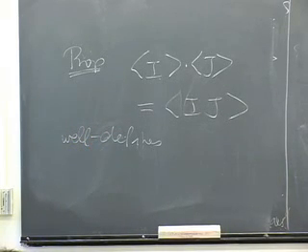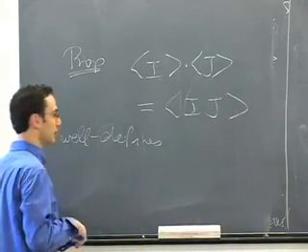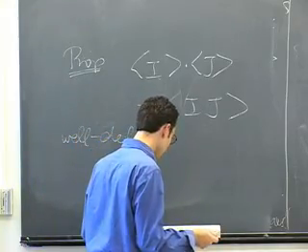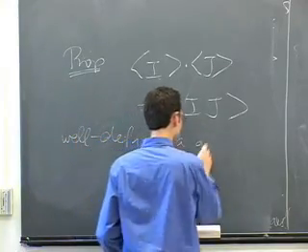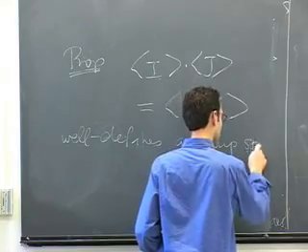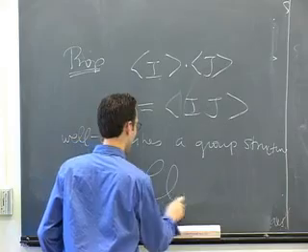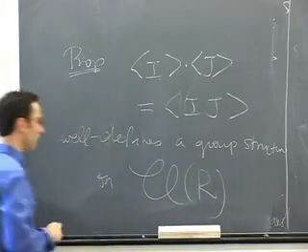So this is Cl(R), the class group of R. It's the same notation as in the book. I'm using Artin's notation, even though it's a little non-standard. So this well defines a group structure on Cl(R), the class group of R.